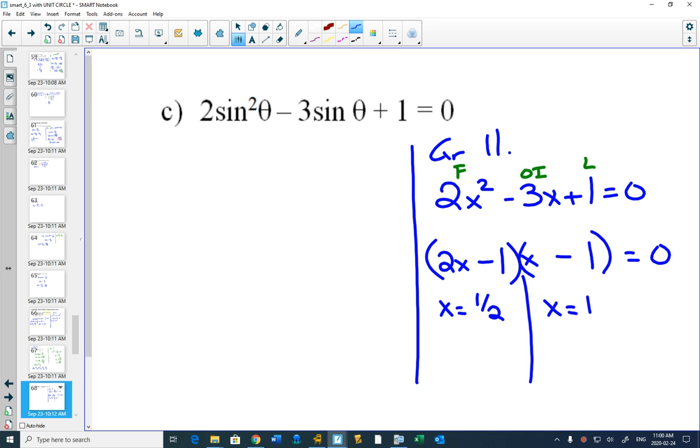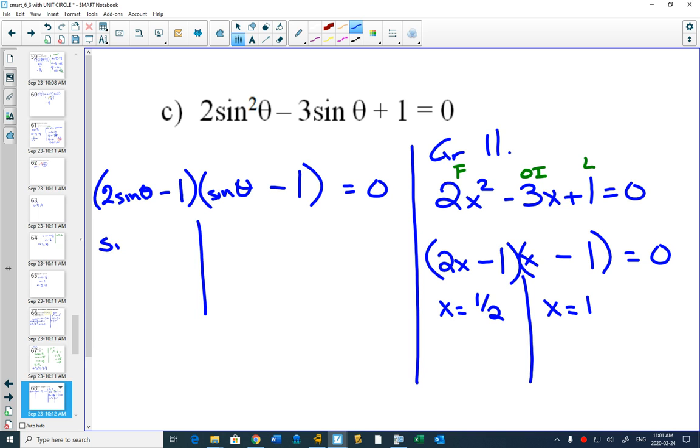That's grade 11. Now we're in grade 12. Instead of x and x squared, you have sine squared and sine. Same thing though. Set up your brackets. Equal to 0. It would have to be 2 sine theta and sine theta to give you 2 sine squared. It would have to be 1 and 1 to give you 1. And then check your outside and inside, both negative, to give you the negative 3 sine theta. So here, sine theta would be 1/2. And here, sine theta would be 1.